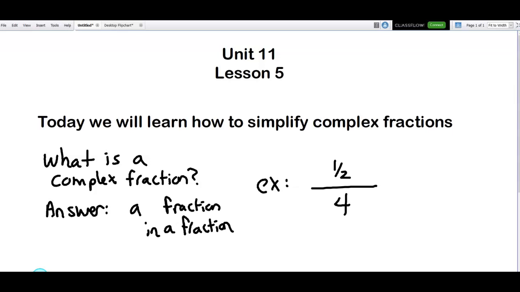a fraction inside of another fraction, if you will. So that's what a complex fraction is. Today we're going to be simplifying those. Of course, we're going to be doing it with variables and stuff because we're dealing with rational expressions.